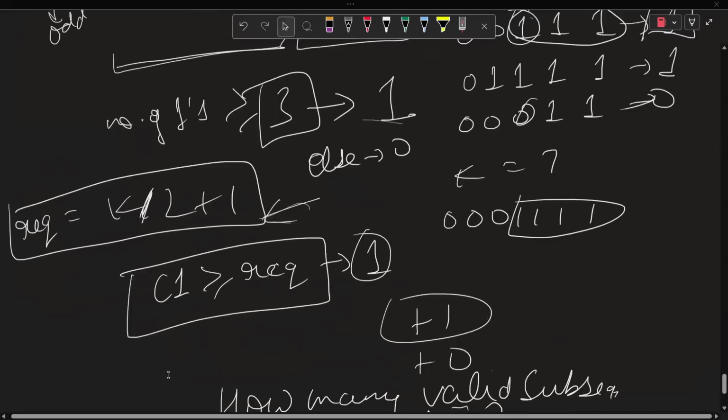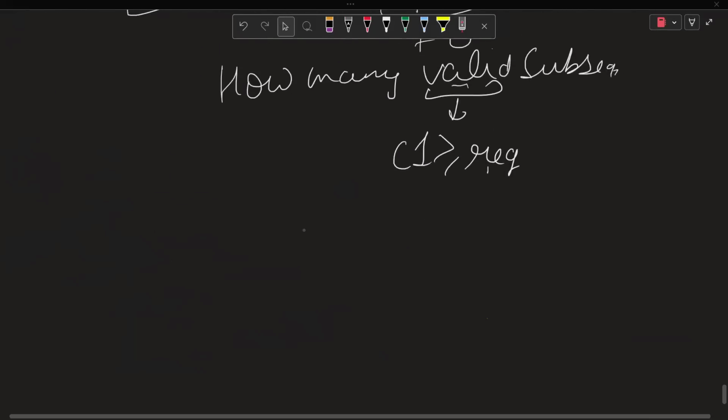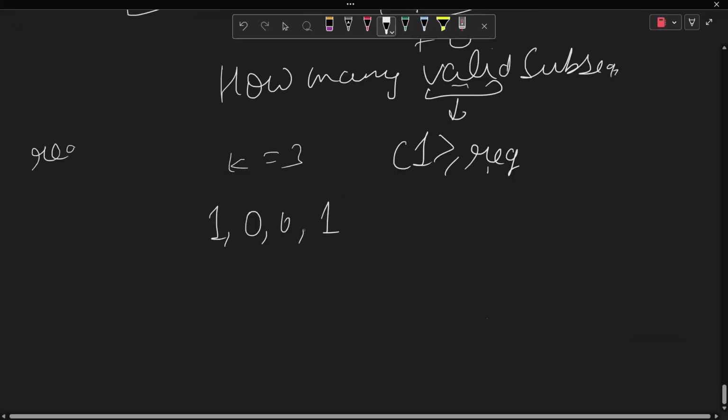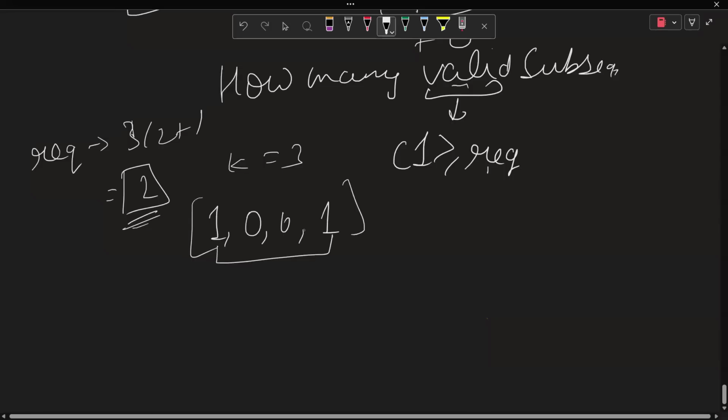Okay. So if you look at an array, if this array is 1, 0, 0, 1, and k was 3, the required value for k equal to 3 is 3 by 2 plus 1, which is 2. So we need to find how many subsequences of this exist such that the number of ones in that subsequence is greater than or equal to 2. So how do we make a subsequence? So do we make a subsequence of length 3? We select any 3 elements out of these 4 elements.